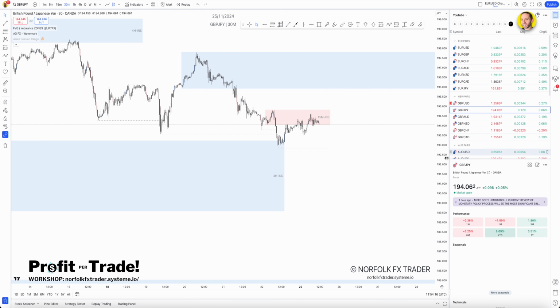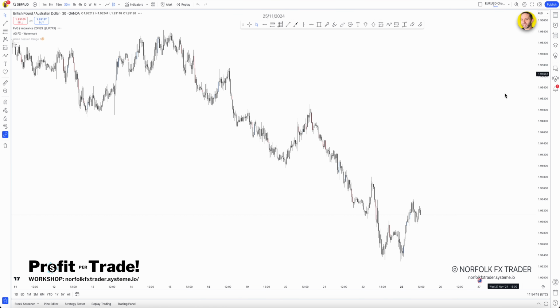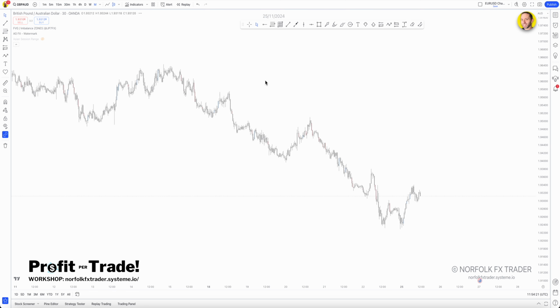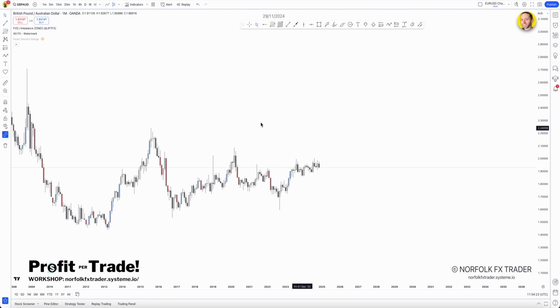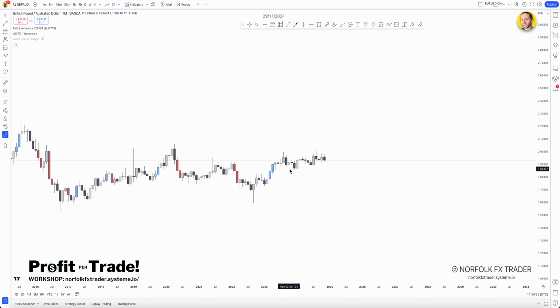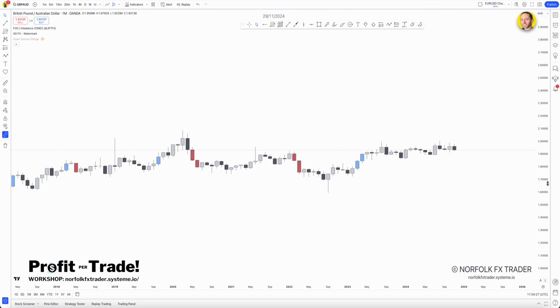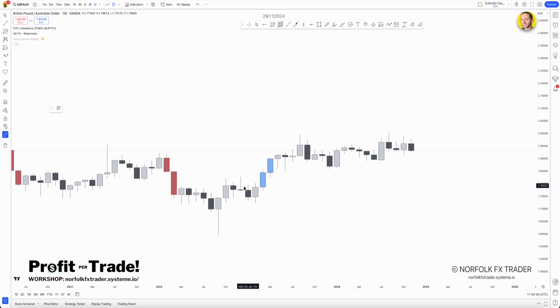Next pair on the pound is the pound AUD. So again, let's go to a monthly. Let's just see what this looks like. Expecting to be quite choppy. We are sideways roughly there at the moment. Let's look at the current break. We have a break of structure we can mark out right here.